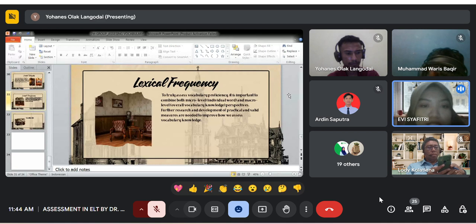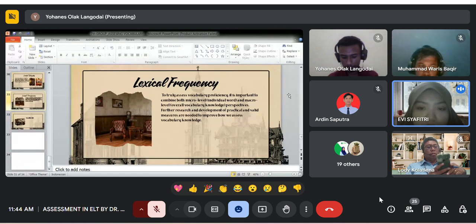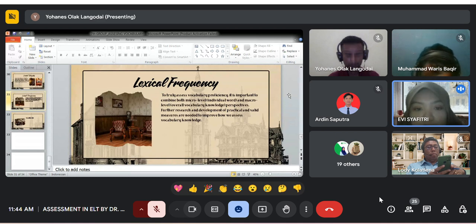Okay, the fourth is lexical frequency. So, the commonness of words in a language. Frequent words are easier to recognize and process, while rare words increase difficulty. Once the target vocabulary is identified, the next challenge is determining what aspect of vocabulary knowledge should be assessed.